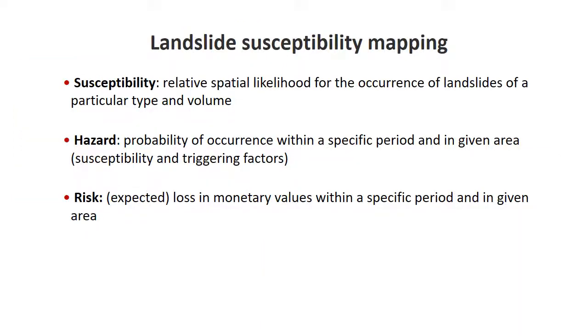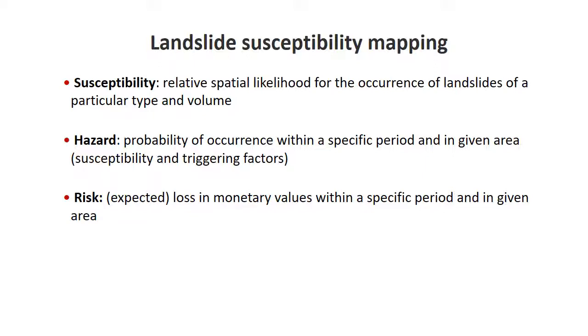So in landslide susceptibility mapping, we have to clarify a bit of the nomenclature. Susceptibility is basically the likelihood of occurrence of a landslide, which can have a particular type and particular volume. In that case, we're not talking about any specific period or area. When we look at the probability of occurrence, so it occurs or does not occur within a specific period, then we have a hazard. Susceptibility doesn't include the triggering factors. Hazard would bring in triggering factors, which are rainfall and earthquakes.